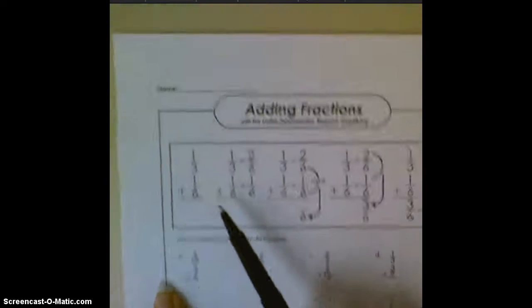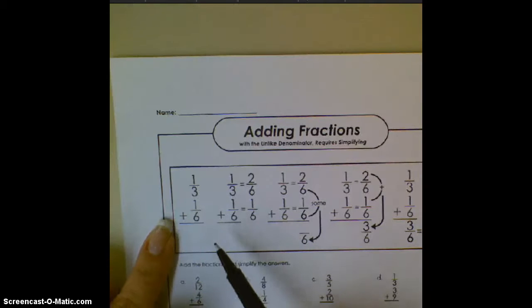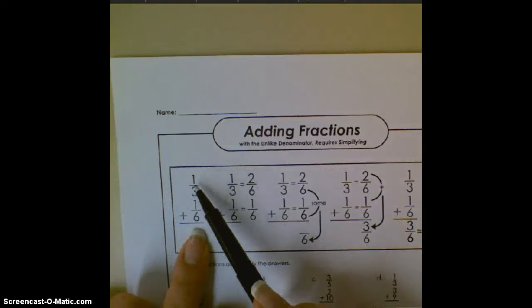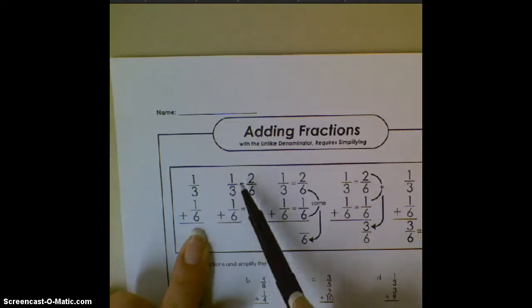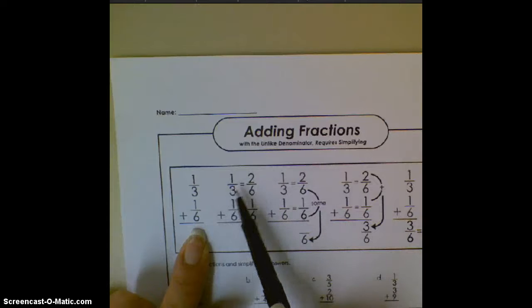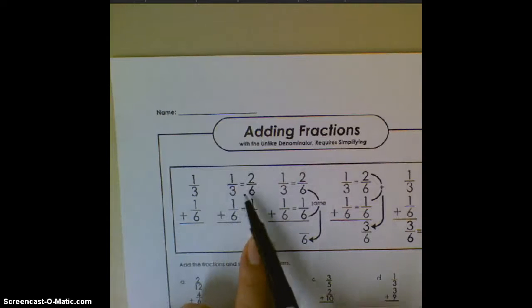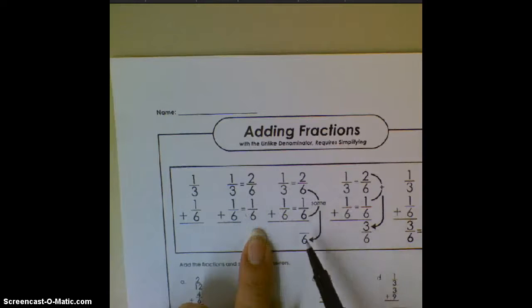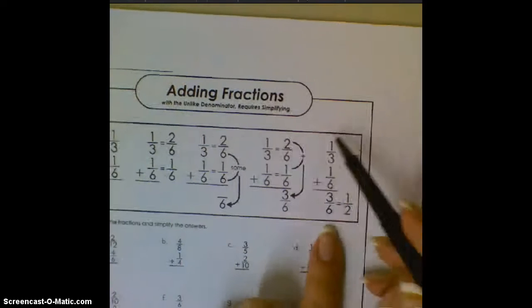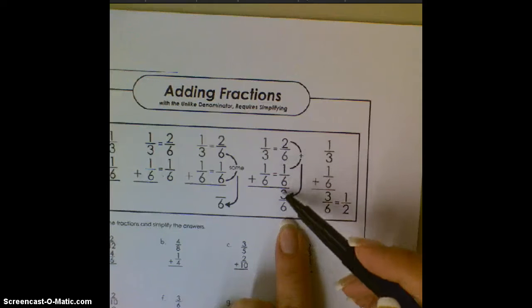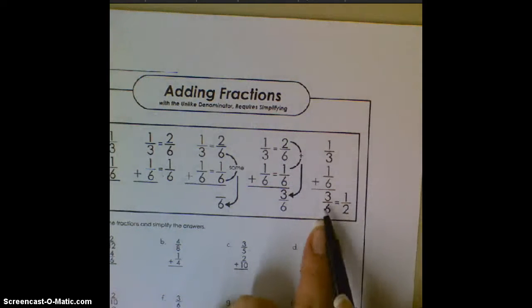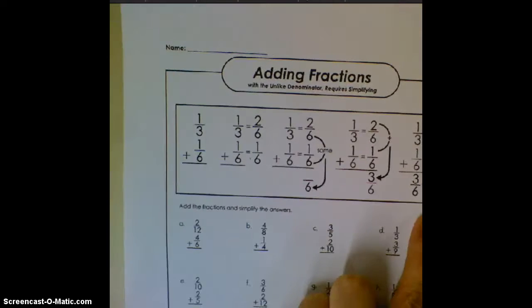So you can see an example up here of 1/3 plus 1/6. They found their least common multiple was 6, and then they changed 1/3 to 2/6 so that they have that same common denominator. Once those two are the same, then they can add, and so 2/6 plus 1/6 is 3/6, and 3/6 is the same as 1/2.